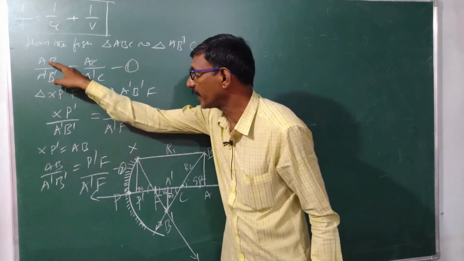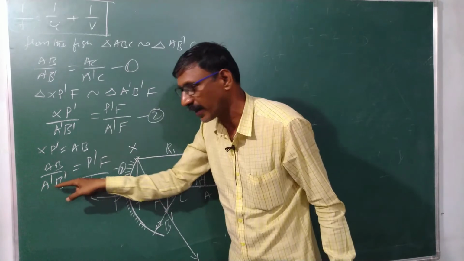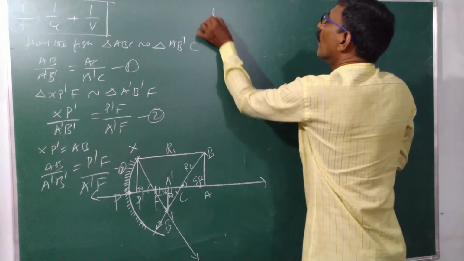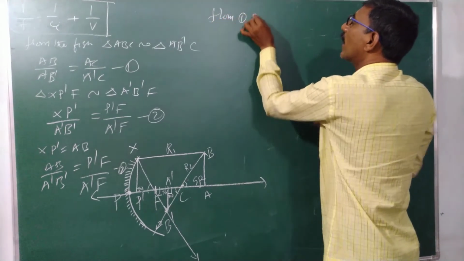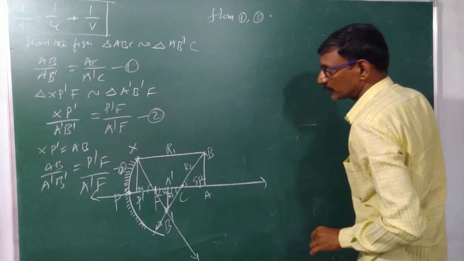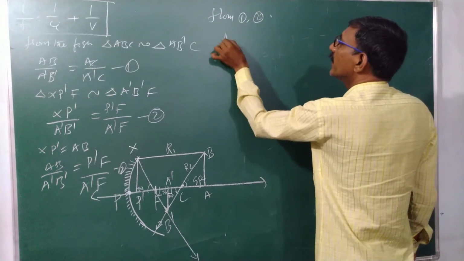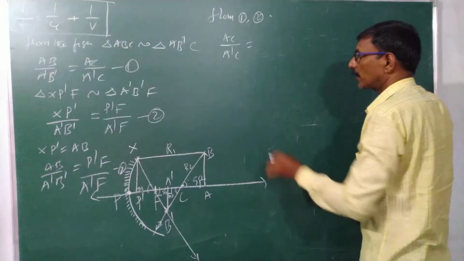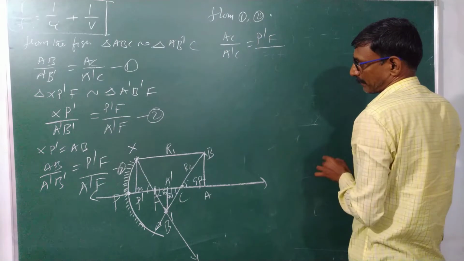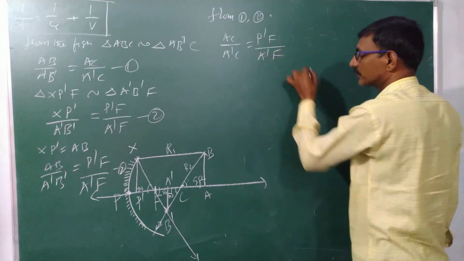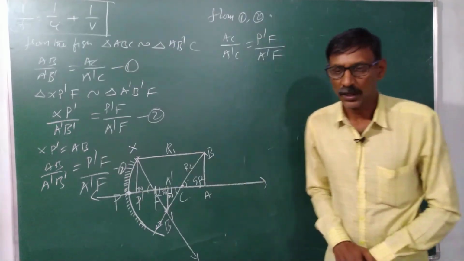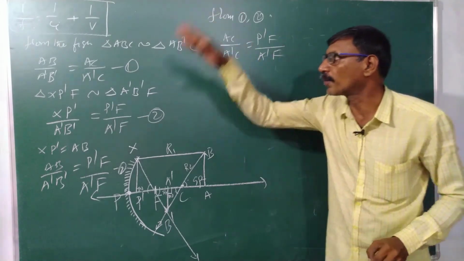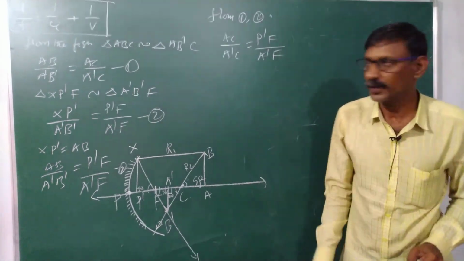Now observing 2 and 1, this and this are equal. See, AB by A dash B dash, AB by A dash B dash. Then this is equal to this. From 1 and 2, AC by A dash C is equal to P dash F by A dash F. Here are very important points to know to get 1 by f is equal to 1 by u plus 1 by v.